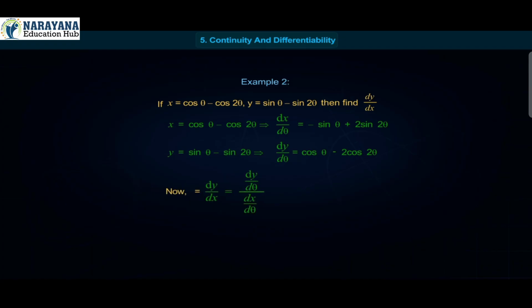Now, dy by dx is equal to dy by d theta upon dx by d theta, which is equal to cos theta minus 2 cos 2 theta upon minus sin theta plus 2 sin 2 theta, which is equal to cos theta minus 2 cos 2 theta upon 2 sin 2 theta minus sin theta.